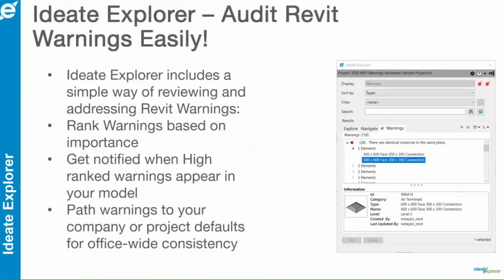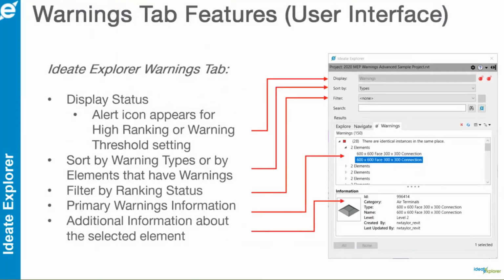But we give you a lot more power than just that as far as being able to sort of identify how to rank these particular warnings and how to manage your warnings. So you'll notice that over here to the right, if you can see my cursor where it says display, there are 2 alert icons. There are 2 red icons. And one signifies that I have high ranked warnings within my project. The other one says that I'm over my warnings threshold. So when I go to the settings, you'll see that I'm able to set my warnings threshold.